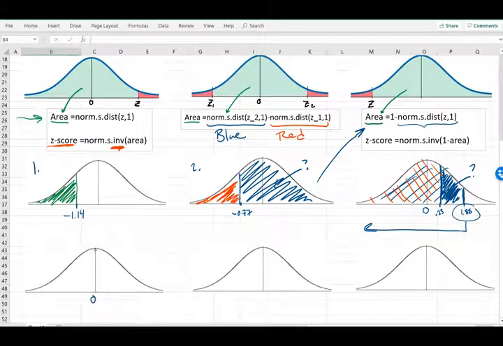Now, we know half of the graph is half of 1, so the left half is 0.5. Oh, no, I'm drawing that in the wrong place. We want the lower area, let's make that a little bigger actually. We're given that the area equals 0.087, and we're looking for the z-score.